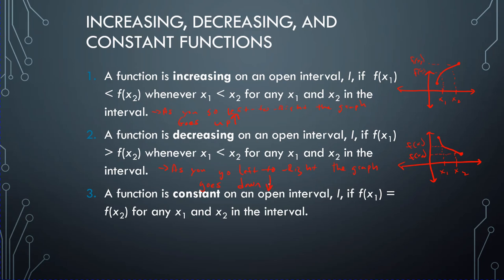All right. A function is constant on an open interval if f of x1 is equal to f of x2 for any x1 and x2 in the interval. A constant function is going to look like a horizontal line, basically. Whatever x1 and x2 are, they have the same f of x value.